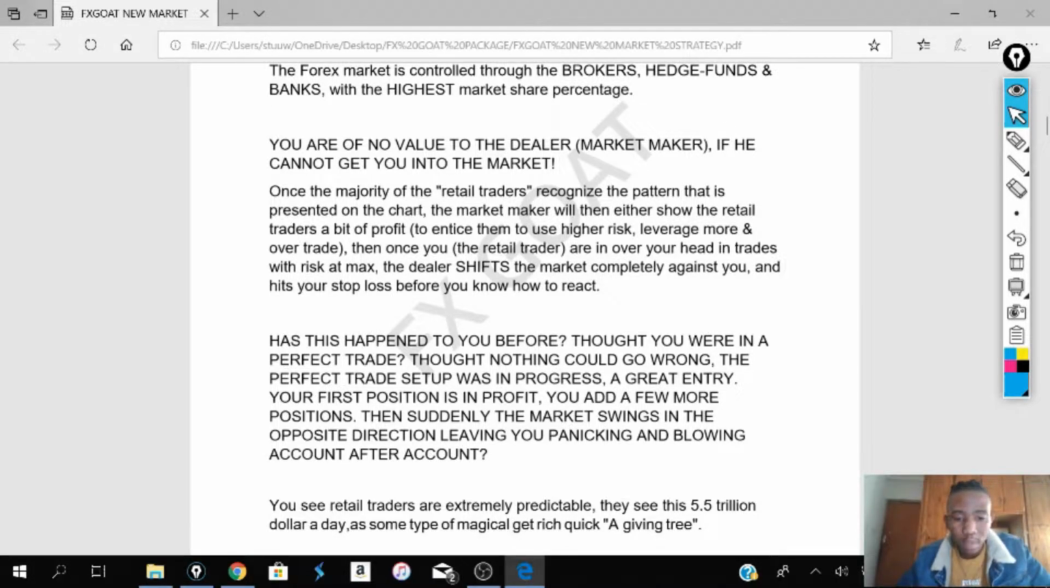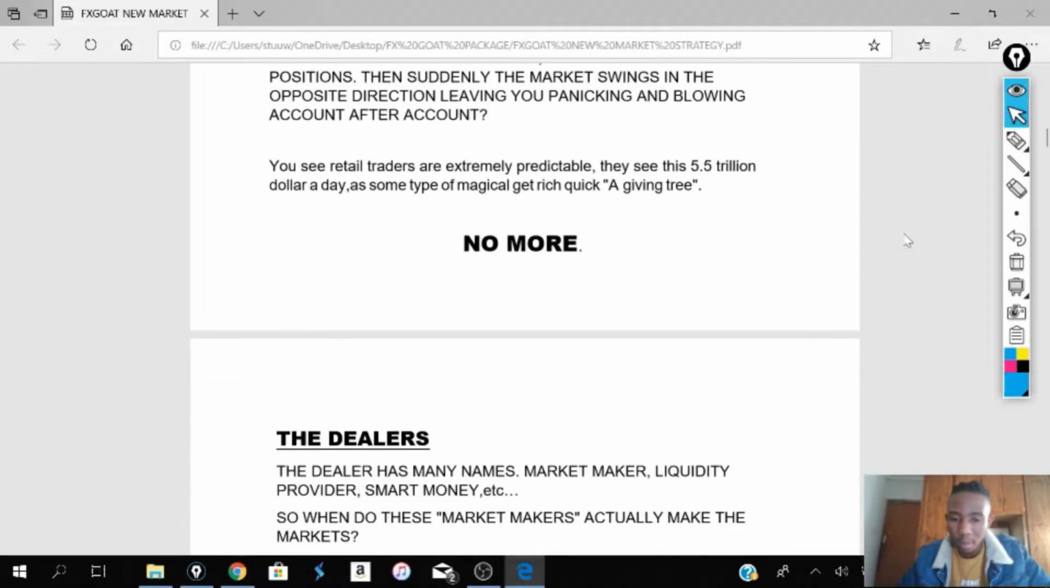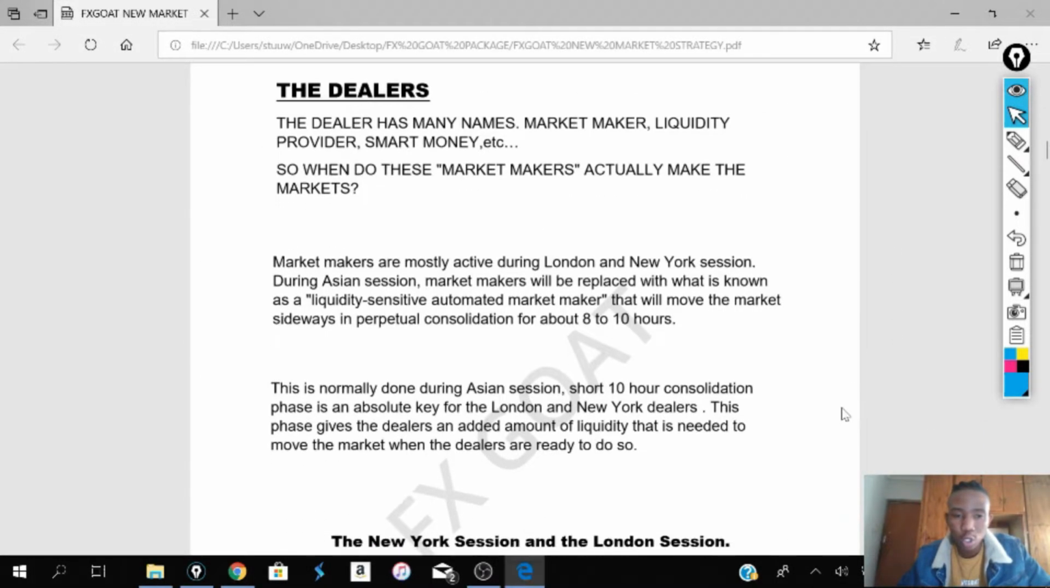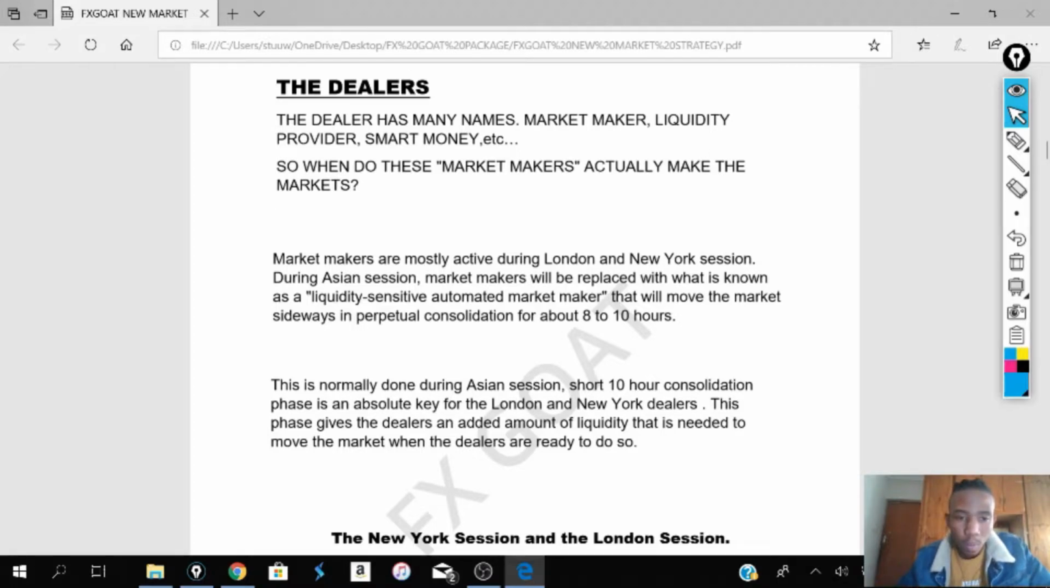So now that you know that the market makers are able to turn the tables on you, you're asking yourself, how are they able to get the power to turn the tables on you? Now, in this next lesson, I want to show you how the market makers are able to get the power to turn the tables on you. Okay, the dealers. The dealer has many names: market maker, liquidity provider, smart money, etc.